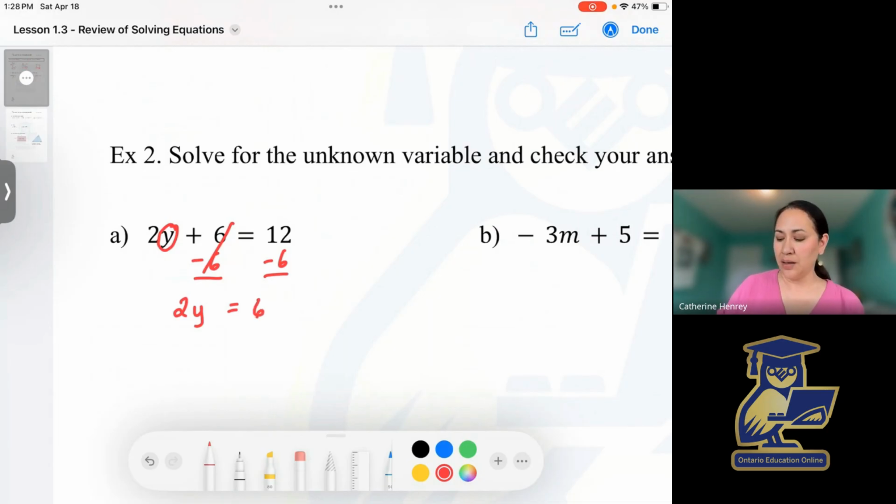2 times y will have to be divided by 2 in order to cancel, which means the right side has to be divided by 2. The 2's on the left cancel. I'm left with y, and I simplify the right side, which is 6 divided by 2 is 3.